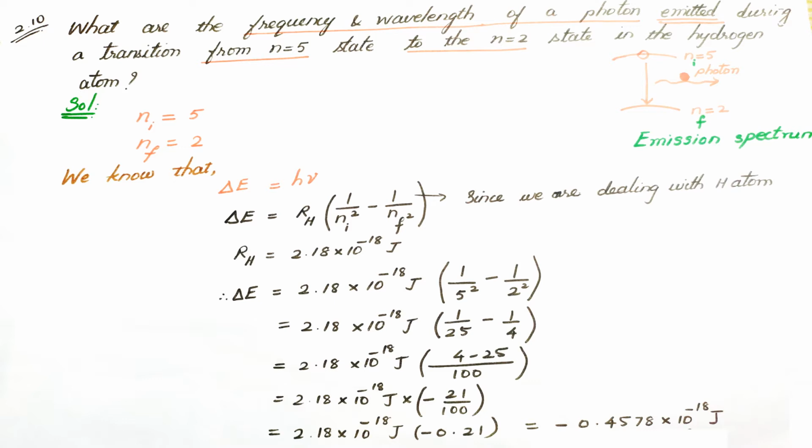Now look at the diagram. Here obviously this is an emission spectrum. Here when an electron jumps from the fifth orbit to the second orbit, it loses some of its energy in the form of radiation. The radiation emitted obviously has streams of particles called photons. Now, in the question, you are asked to calculate the frequency and wavelength of the photon emitted when an electron jumps from the fifth orbit to the second orbit.